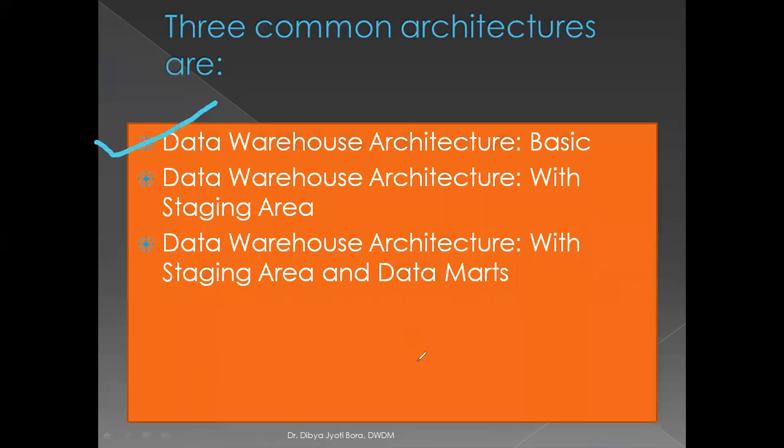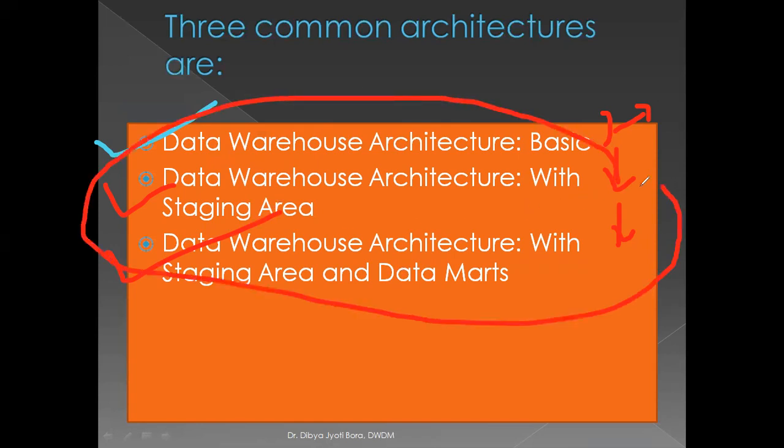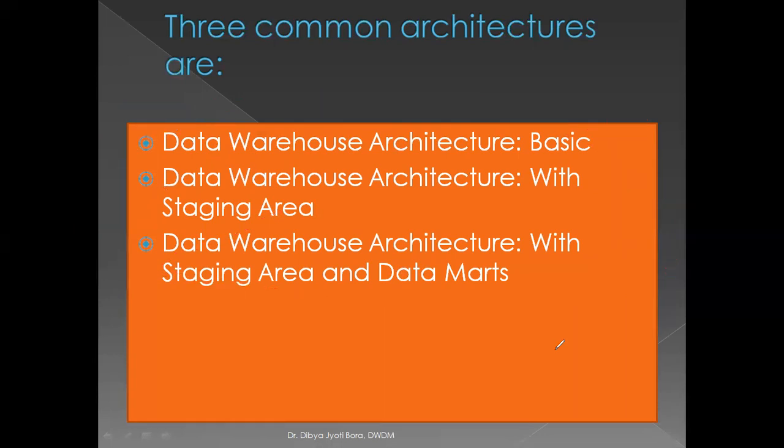First one is the basic one. Then we will get the more complicated one and a better one. Like the data warehouse basic architecture, it just contains the simple architecture. Then data warehouse architecture with staging area, then data warehouse architecture with staging area and data marts. We will try to learn them with diagrams and understand their basic pieces.